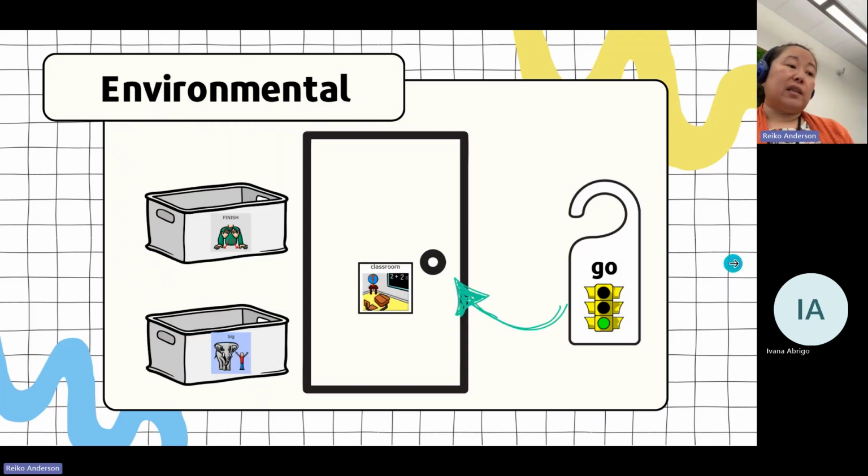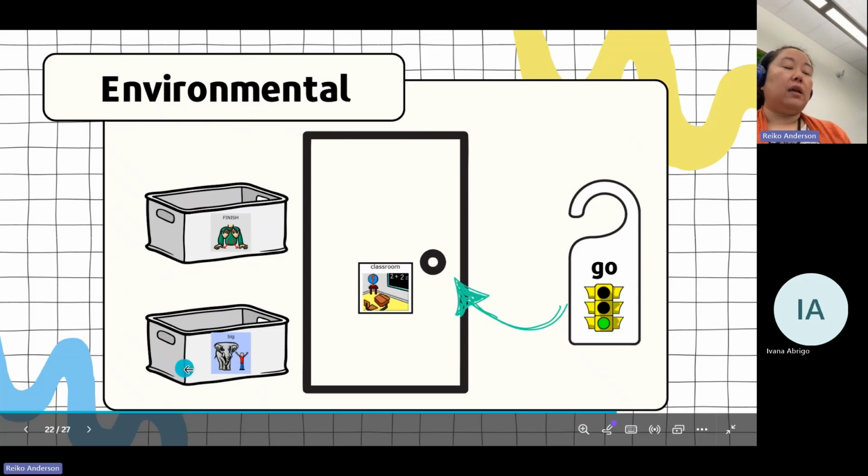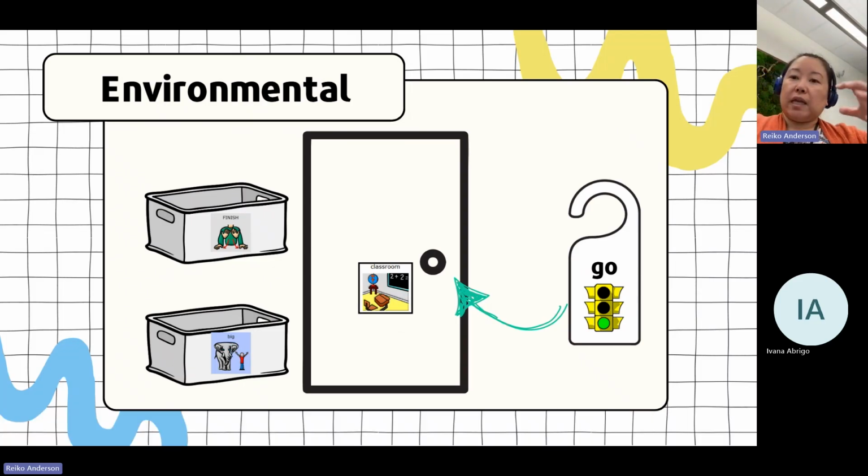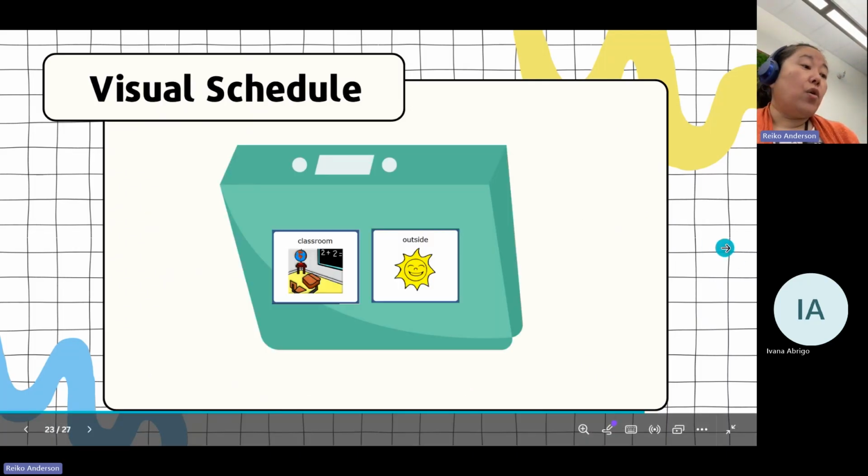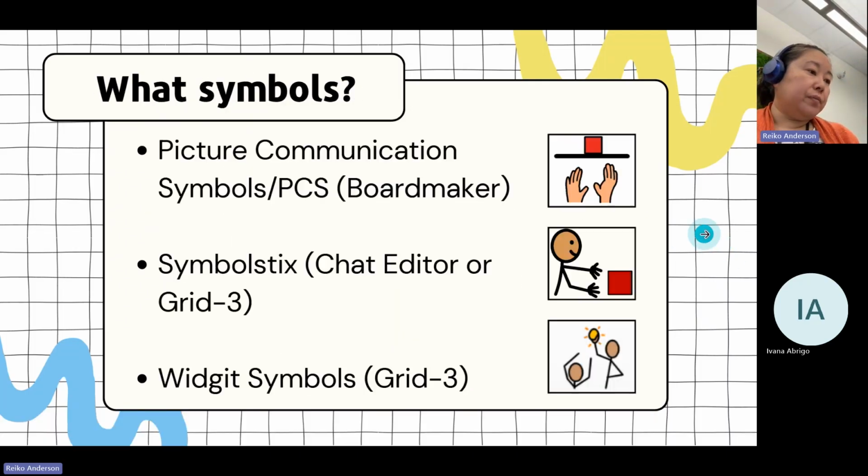You can also do things like put the symbol for go on a little door hanger and then put it on the door. You might be teaching locations, like place names, and then you can put these signs on the door that pair up with what's in the talker. You can make a finished bin. You could do a big, small sorting game. There's lots of things you can do if you take the symbol out of the device, right? And then you can also put it on a visual schedule.